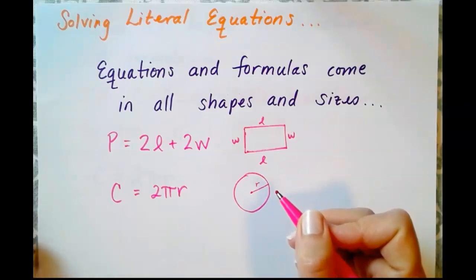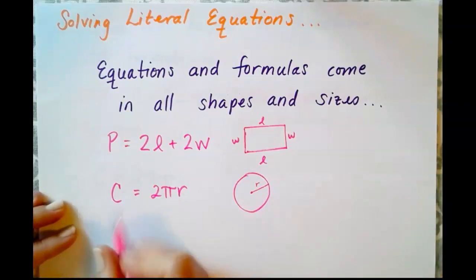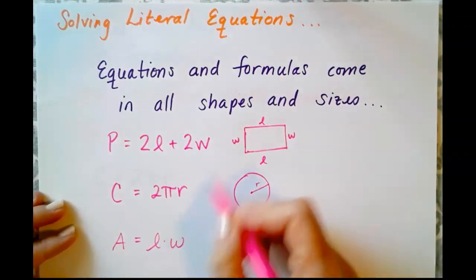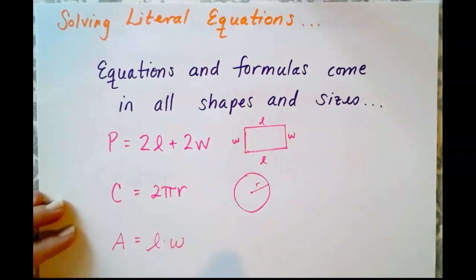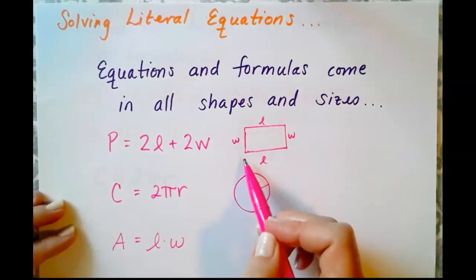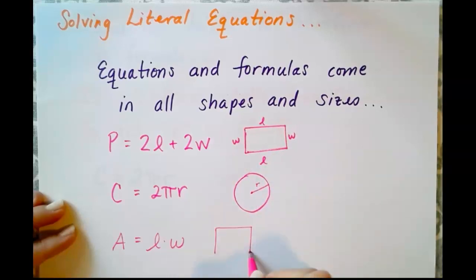Another one that you're probably familiar with, area equals length times width. So right back up to our rectangle here, instead of the perimeter, which is the distance all the way around, the area is how much space is being covered by the rectangle. So we multiply the length by the width.